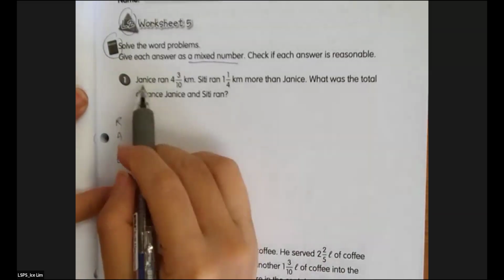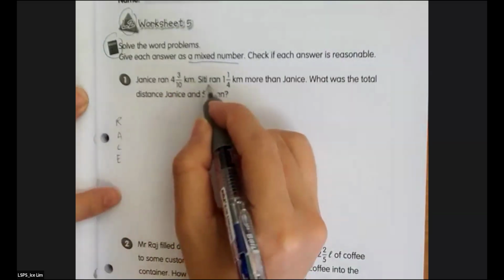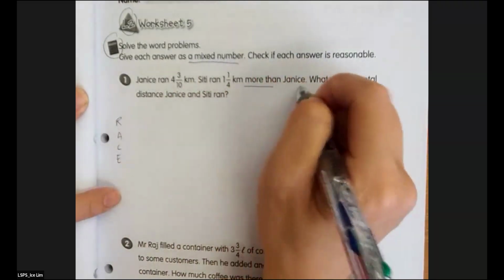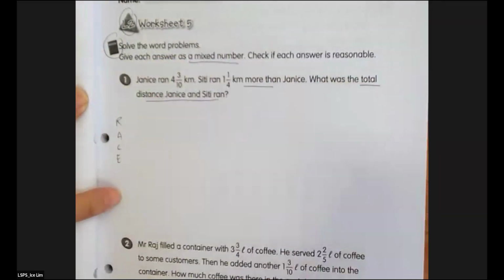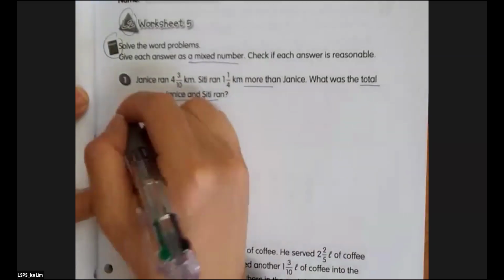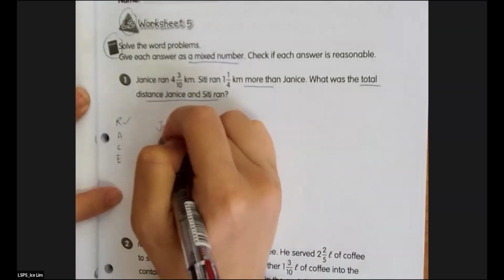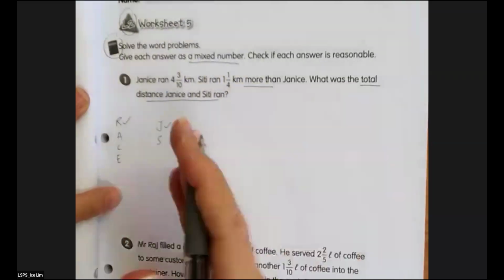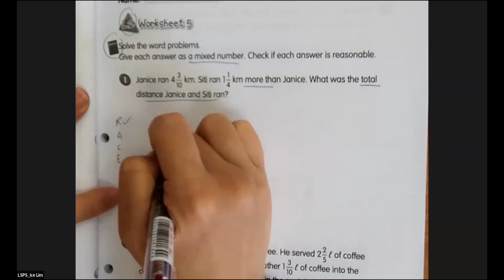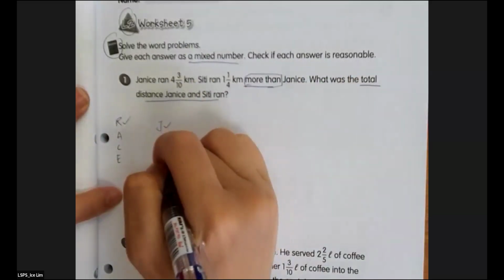So for example, Janice ran some kilometers. Siti ran some kilometers more than Janice. What is the total distance of Janice and Siti? So I read already, take the fraction out of the mind first. I have something about Janice that's given. I don't really have Siti. Siti is the one that I don't know. But I know that there's this more. I know their difference.